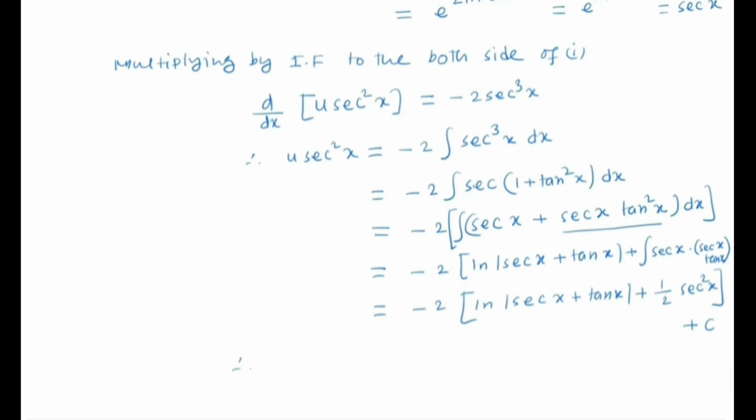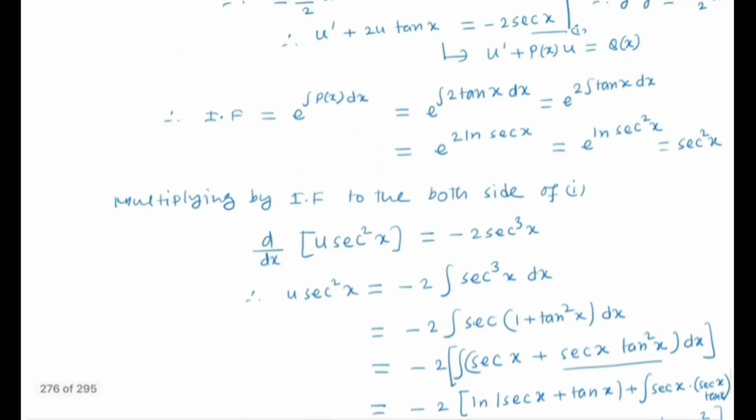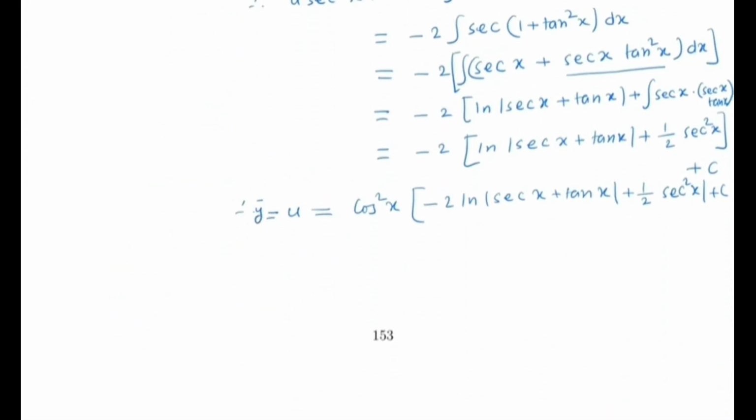So our u is nothing but cos square x times minus 2 ln sec x plus tan x plus half sec square x plus c. And what is u? u is nothing but y to the minus 2. So the general solution is y to the minus 2 is equal to cos square x into minus 2 times ln sec x plus tan x plus half sec square x plus c, which is the required answer.